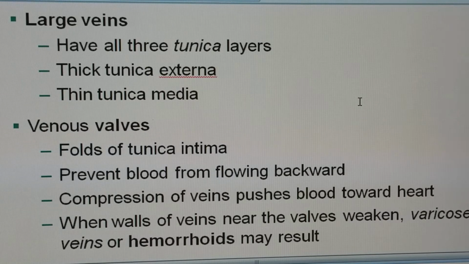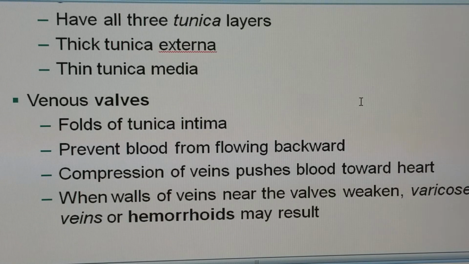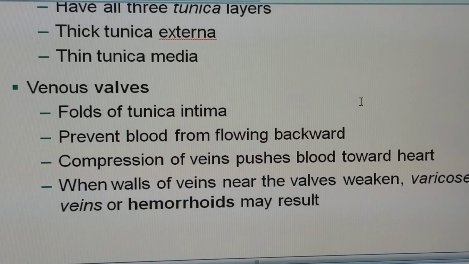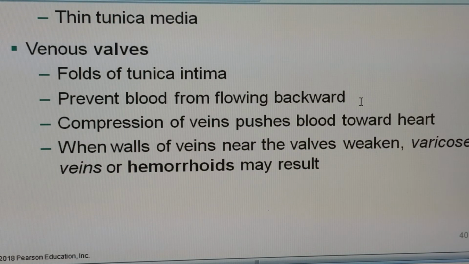Okay. When the walls of the veins near the valves weaken, varicose veins or hemorrhoids may result.